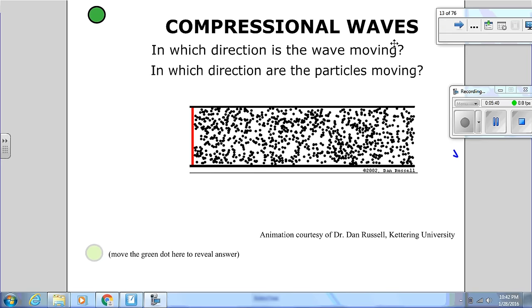Let's look at how a compressional wave moves. So, a little bit different from the transverse. The matter is not moving up and down, it's just moving back and forth. So the wave travels through the matter, makes it bounce back and forth as it's going through. And this is what we call a compressional wave.